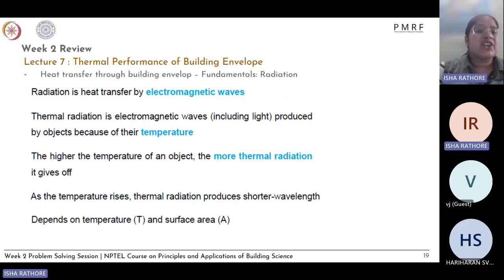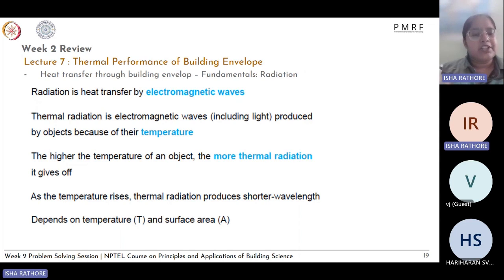Radiation is heat which is transferred by electromagnetic waves. Thermal radiation is electromagnetic waves, and these can include light as well as heat waves, which are produced by objects because of their temperature. Usually, the higher the temperature of the object, the more thermal radiation it gives off. And as the temperature rises, thermal radiation produces shorter wavelengths. So we have shorter wavelengths and longer wavelengths, which is the distance required for it to travel a particular distance, the time required basically. So that's the wavelength of the thermal radiation.